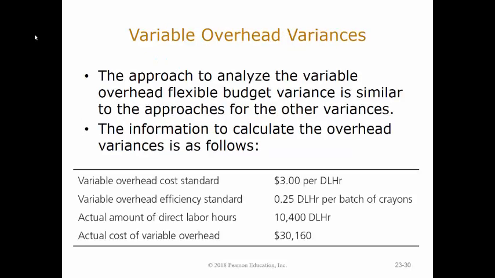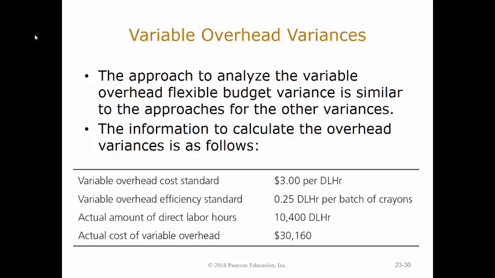So for Cheerful Colors over here, what are their standards related to their overhead accounts? Let's start with variable overhead. Their standard is that it should be allocated at a rate of $3 per direct labor hour. What is their efficiency standard for variable overhead? Well, since their driver is direct labor hours, their efficiency standard should be how long it should take to make one box of crayons, since that's their driver, and that is 0.25 direct labor hours.